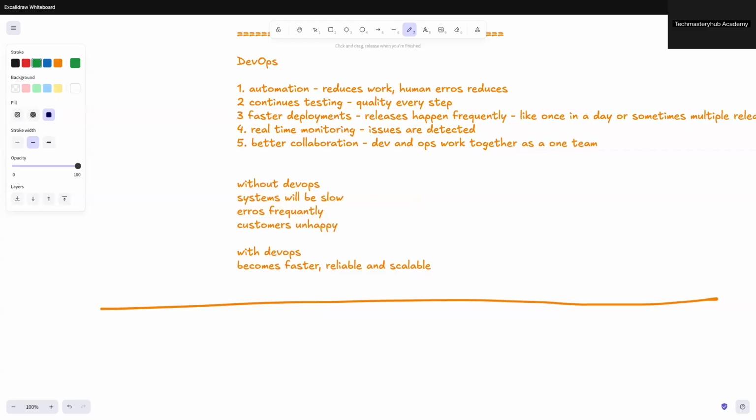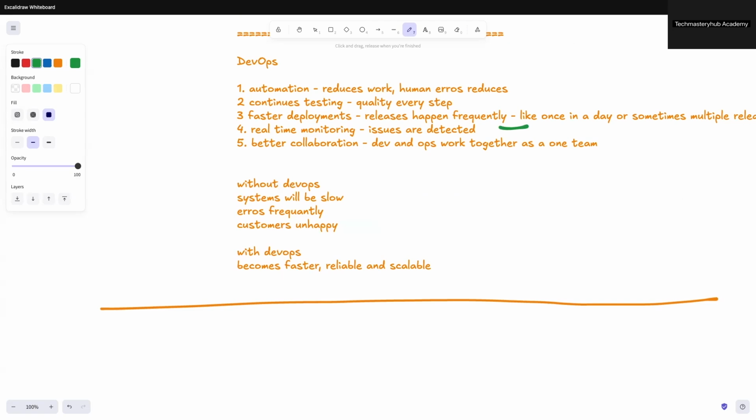Then there is real-time monitoring in DevOps. There are some DevOps tools, they will monitor your system continuously. So the moment an issue occurs, something goes wrong in production, those monitoring tools will raise alerts to the application teams, and you get to know about the problem before the customer gets to know. So this is the advantage of real-time monitoring. Then there is better collaboration between the development team and the operation team, because they are not working separately anymore. They are working together as one team.